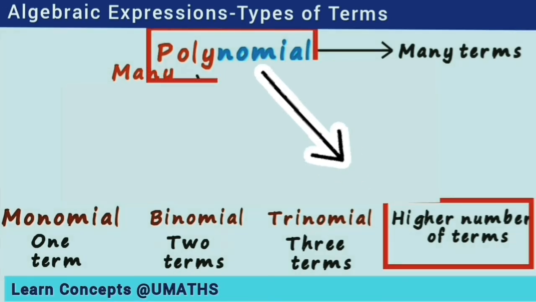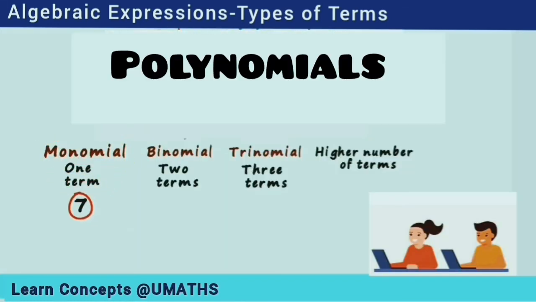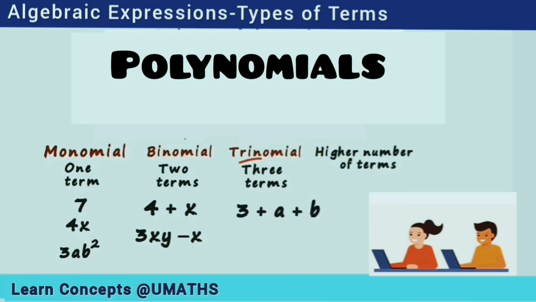Let's look at a few examples of each. 7, 4x and 3ab square are 1 term each, so they are monomials. 4 plus x has 2 terms, 4 and x. 3xy minus x has 2 terms, 3xy and minus x. Similarly, trinomial 3 plus a plus b has got 3 terms where the addition sign separates the terms. 3cb plus a plus 8 has 3 terms, so it is a trinomial.